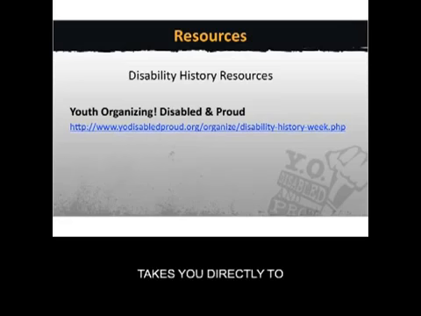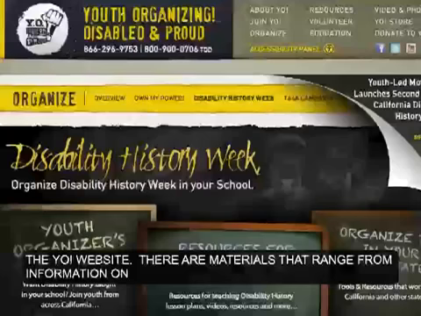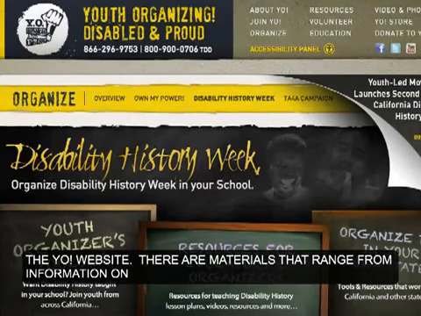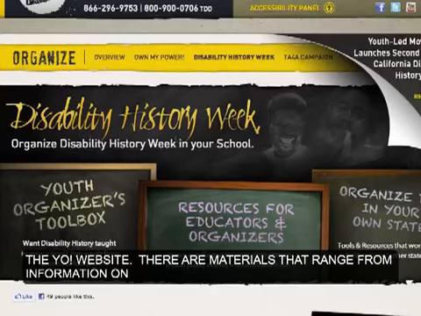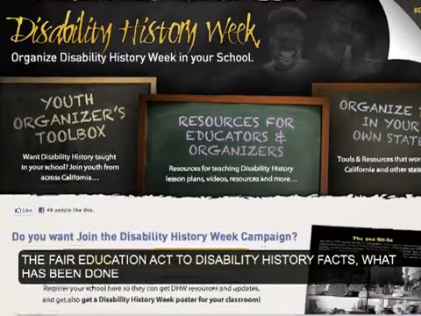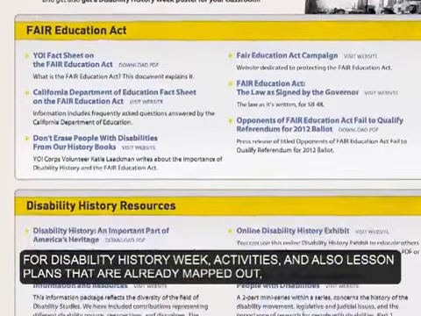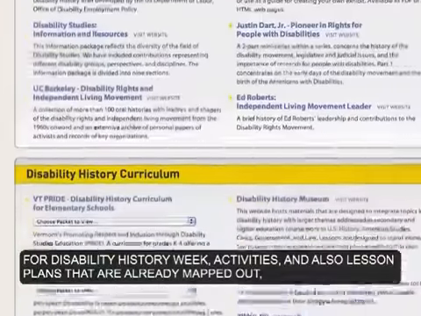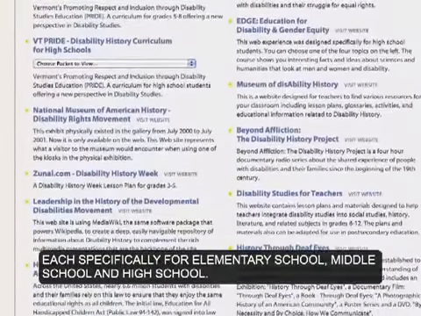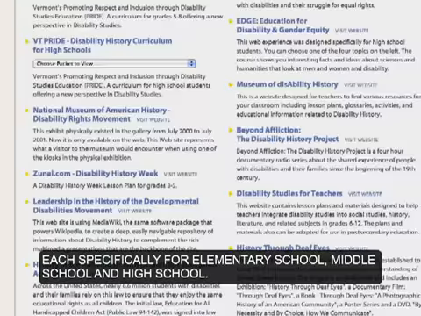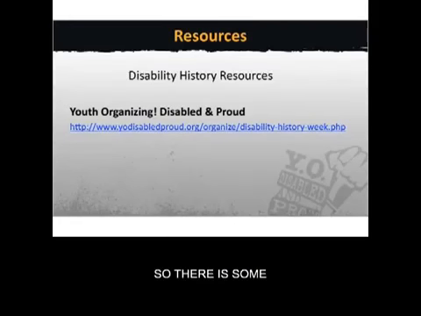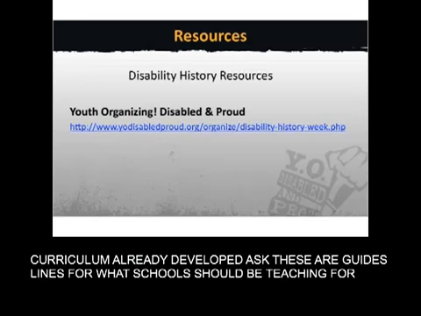Then for our last page of resources, we have a link that takes you directly to the website, which provides you with various organizational tools and materials that teachers can check out and use too. There are materials that range from information on the Fair Education Act to disability history facts, what's been done for Disability History Week, activities, and there are also lesson plans that are already mapped out, each specifically for elementary school, middle school, and high school. So like we were talking about earlier, there is some curriculum already developed and ready to go. These are early guidelines to what schools should be teaching for disability history.